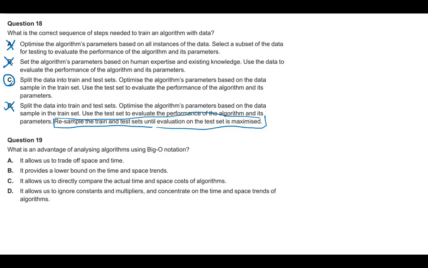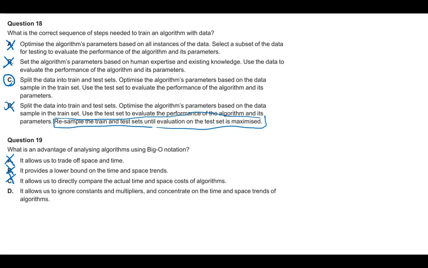Question 19. This is actually a relatively gentle one. I don't even know what A is supposed to mean. We know definitely B is wrong because big O is the upper bound. So now we're really looking at C and D. C is, I reckon, fairly clearly wrong because we know the whole point is we're abstracting away from the actual time. We're not saying this algorithm takes 10 seconds, this algorithm takes 15.